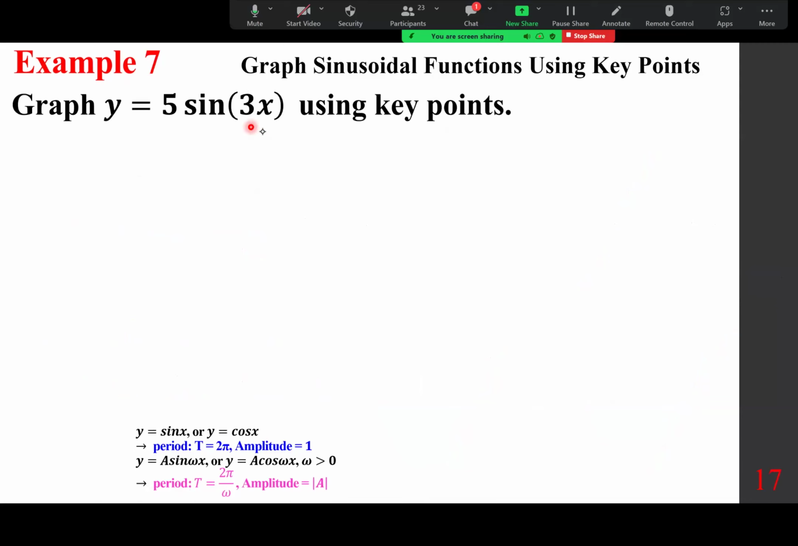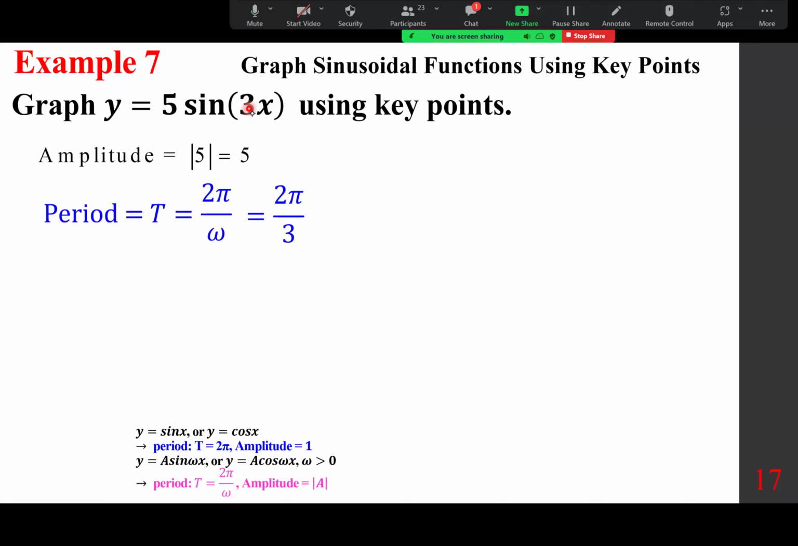We want to graph y equals 5 sine 3x. And again, we're going to start with the amplitude, which is 5 because it's the absolute value of 5. T is 2 pi over omega, or 2 pi over 3. And the period has to be cut into 4 equal parts. If I divide this one by 4, that means 2 pi over 12. That means pi over 6.